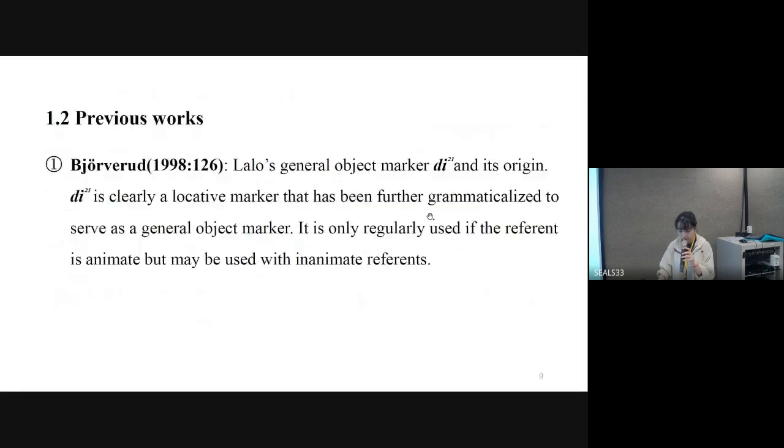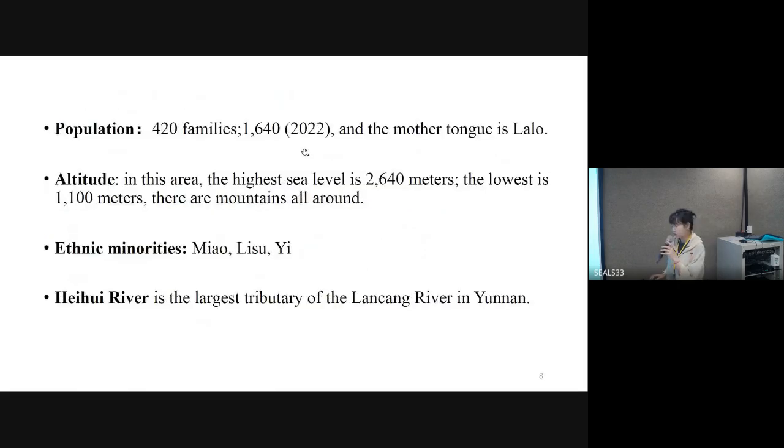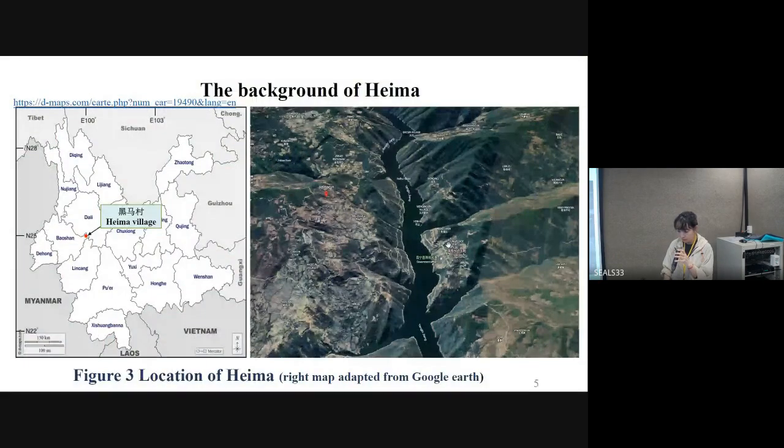At this village, they only have 1,614 people, and their mother tongue is Lalo. And at this area, the highest sea level is very high, 2,614 meters. And just as you can see on this map, here is the Lancang. In India, maybe called Mekong River, but in Yunnan, Lancang River.